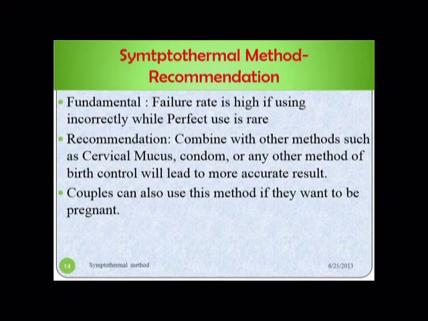In the same manner, couples can also use this method if they want to be pregnant.